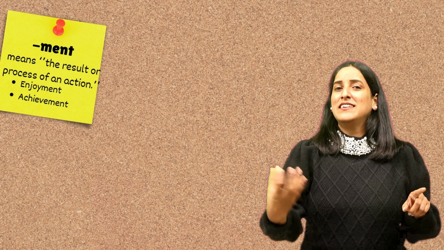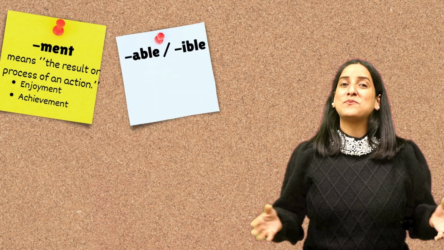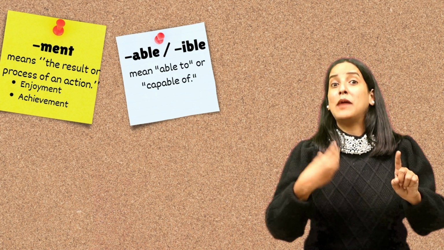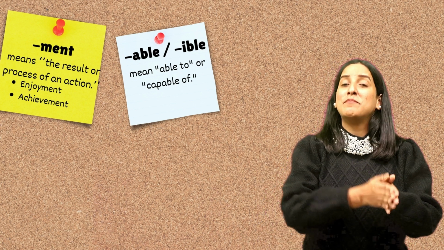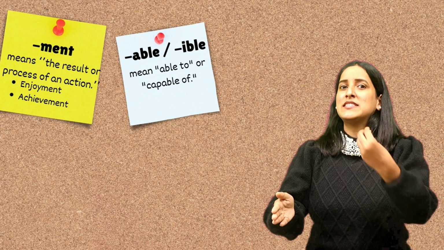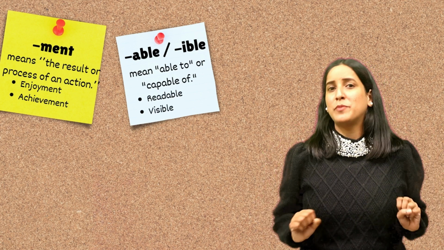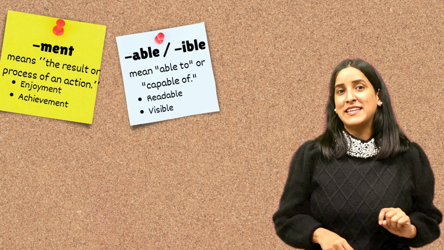Which means the result of achieving something, right? The next one is able or ible. Now these suffixes mean able to, or something is capable of something, like read becomes readable. Something we are able to read, or something able to be read, right? See becomes visible, able to be seen, right?